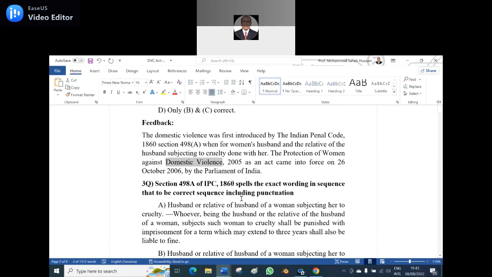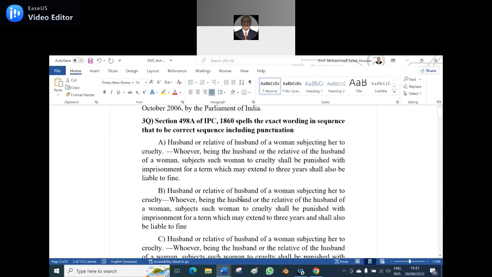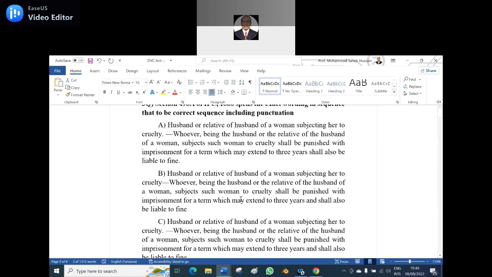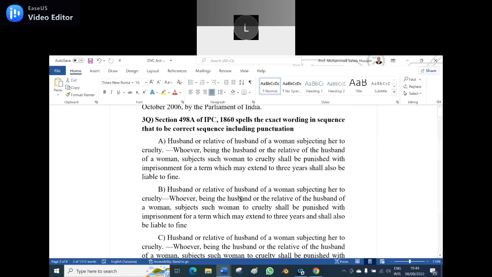And the 2005 Act came into force on 26th October 2006 by the Parliament of India. So, supplementary question: when did the Act come into force? 26th October 2006. Okay, I appreciate. At least you could remember it.